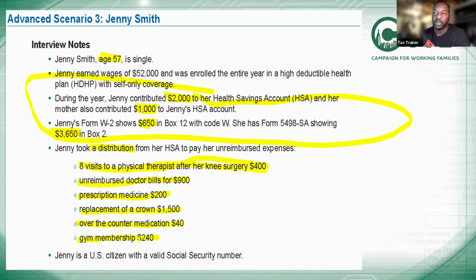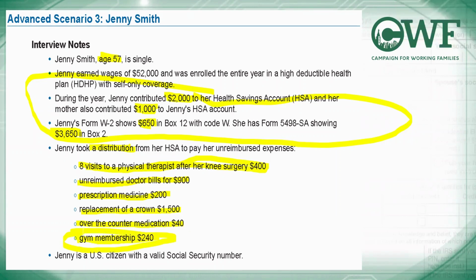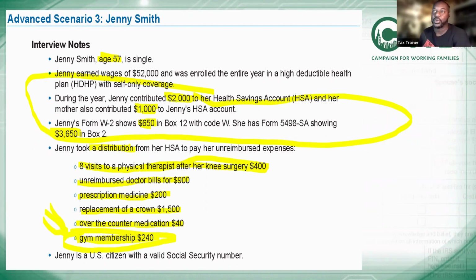The gym membership, what about that one? Did they change the rule? The gym membership would be a no. Unless, so what if it's for health purposes? Unless their doctor required it. Okay. So this would need a doctor note to do this one. But at face value, this would be a no. So for their distributions, they would get 400, 900, what is that? 1,300 plus the 200, that's 1,500 plus another 1,500, that's 3,000. So they'll get 3,040 of distributions.